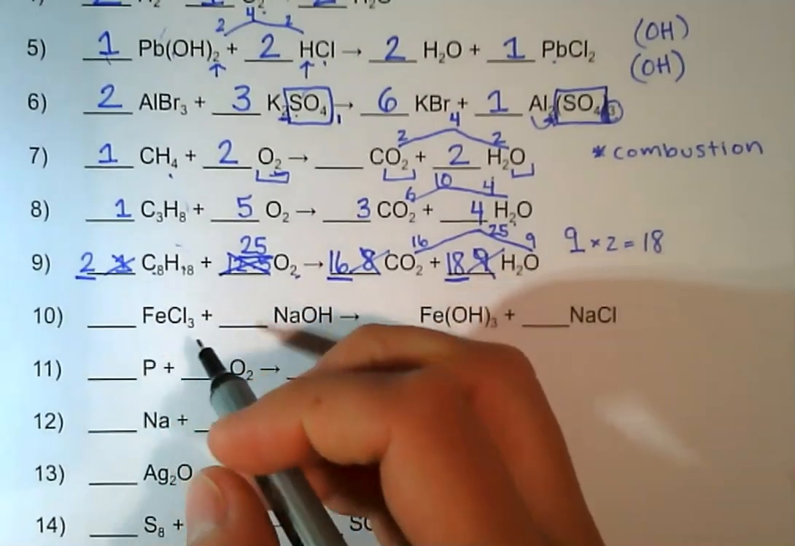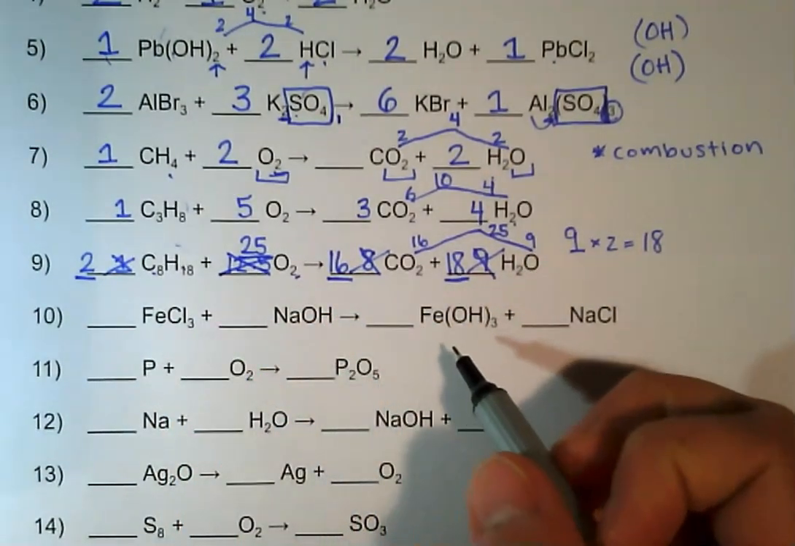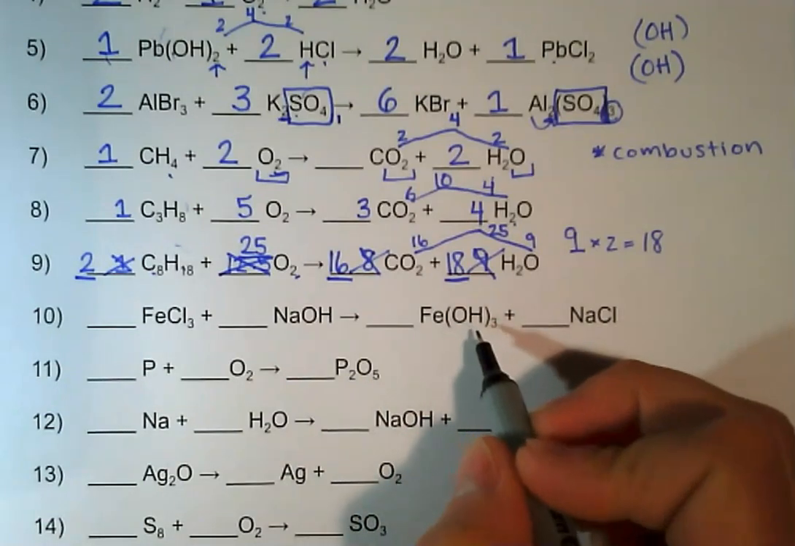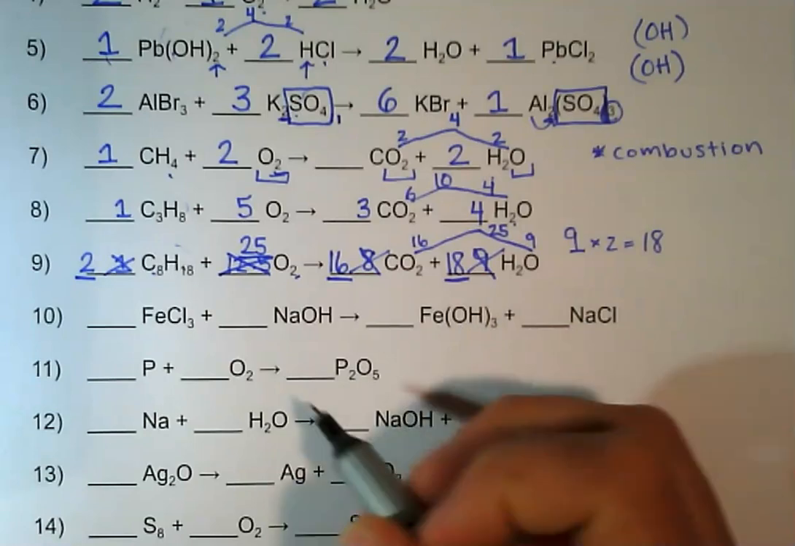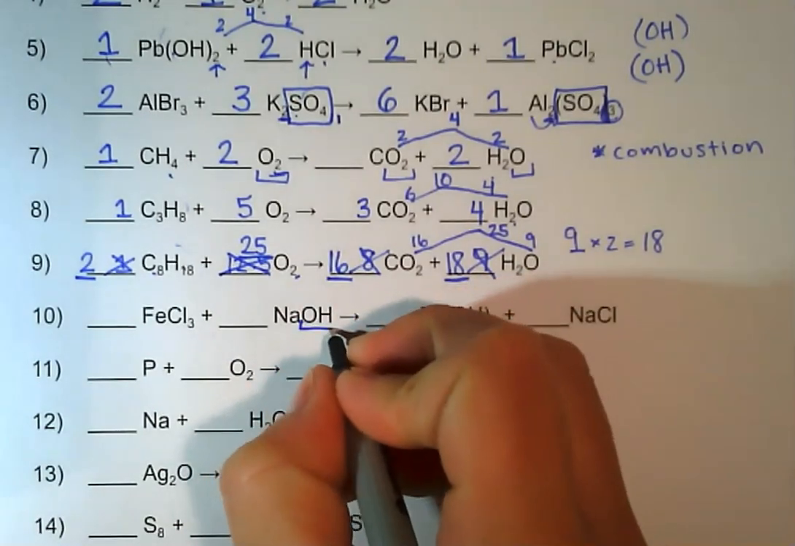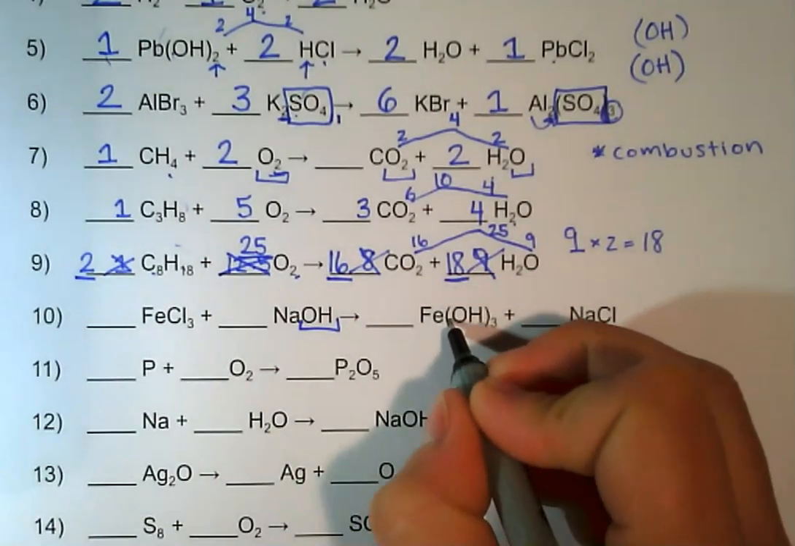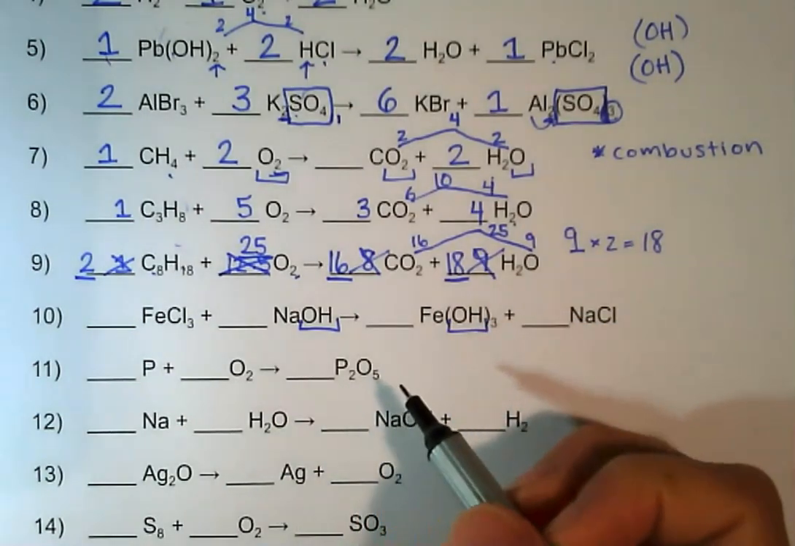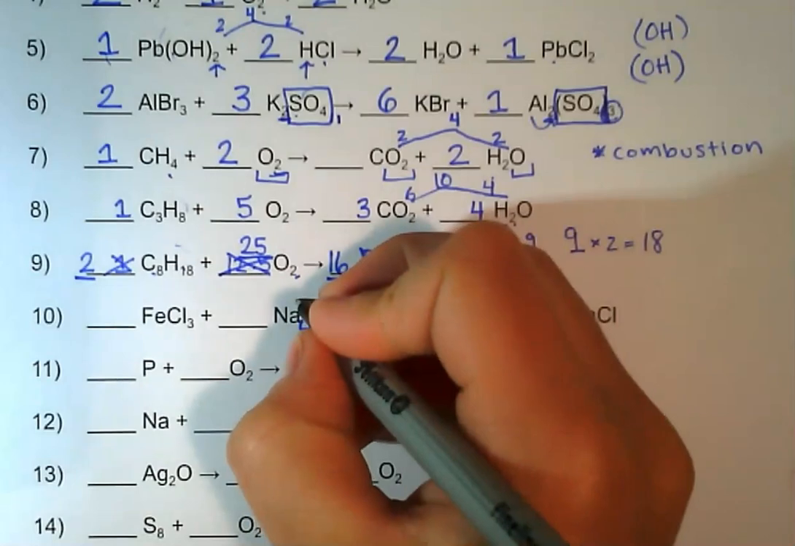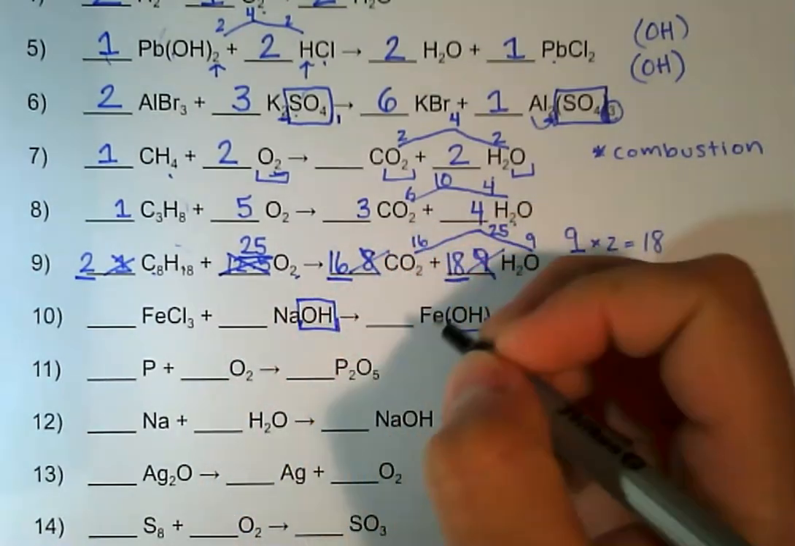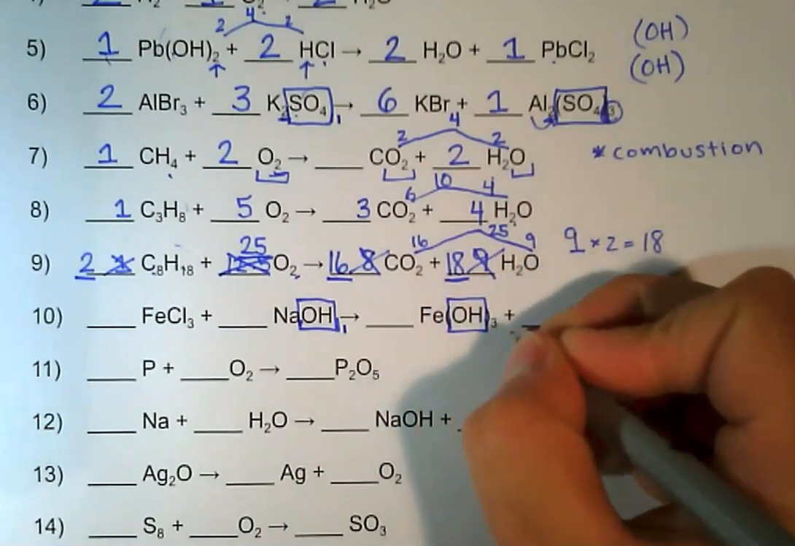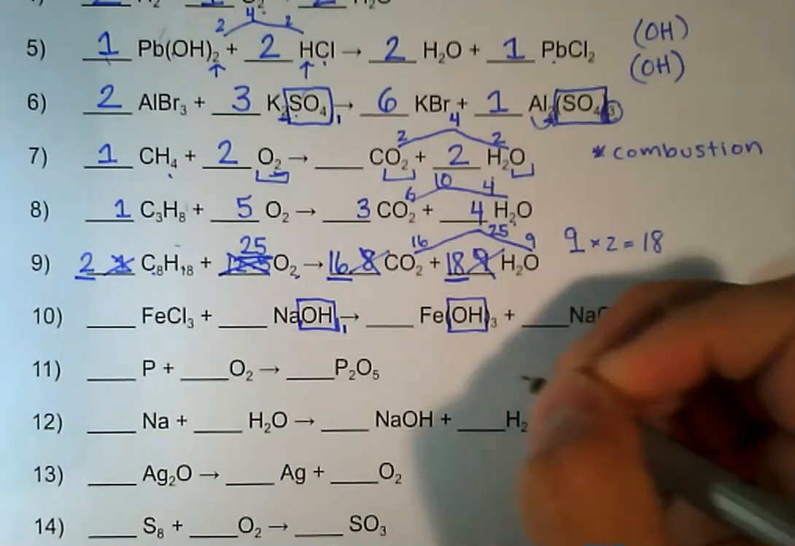Number 10 says FeCl3 plus NaOH gives me Fe(OH)3 plus NaCl. So I have a polyatomic ion, and I have it on both sides. I have hydroxide right here and hydroxide right there. And so the first thing that I notice is that there's a difference in how many hydroxides I have. On my reactant side, I only have one hydroxide, and on my product side, I have 3 hydroxides. So I'm going to fix that.